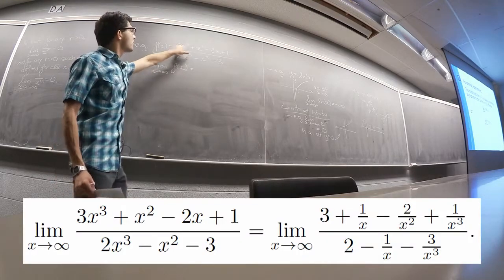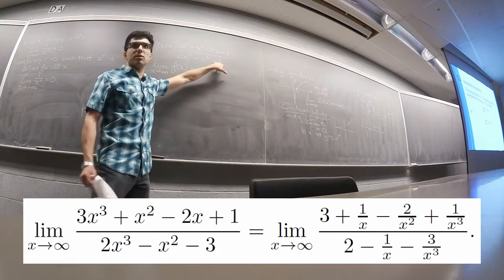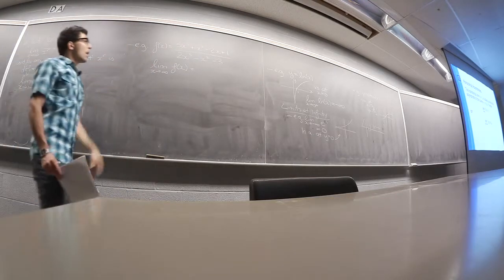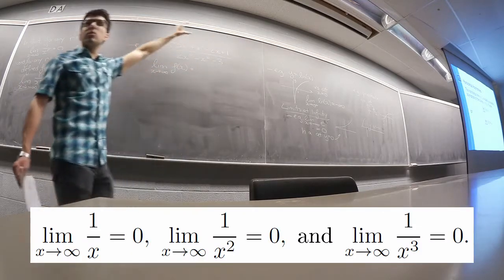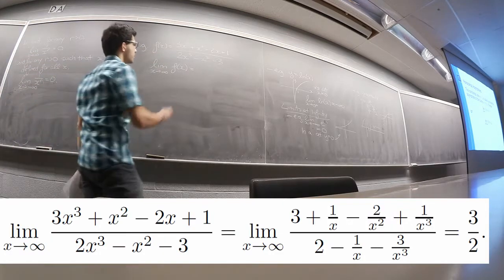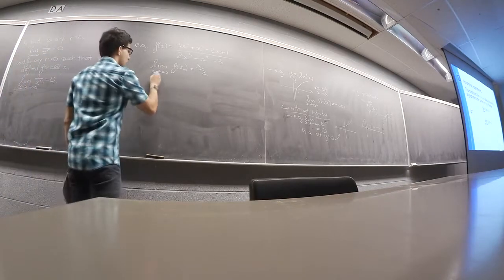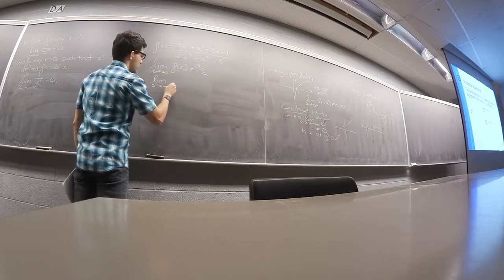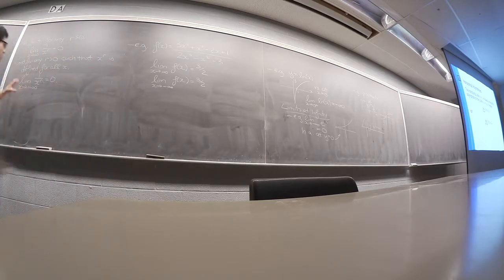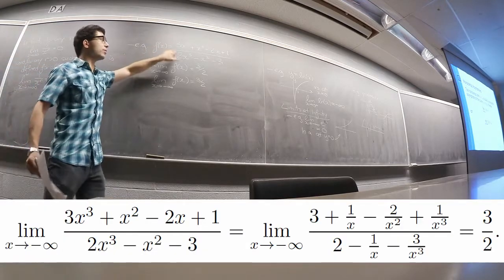So you're going to get on the top 3 plus 1 over x, and so on. And over here, 2 minus 1 over x minus 3 over x cubed. You have the sequence version of this. This is exactly the same approach. And all those 1 over x's and 1 over x squareds and 1 over x cubes die away, and you just get left with 3 over 2. Just as before. And this time we can also talk about what happens as x decreases without bound. That limit is also 3 over 2 for the same reason, because going that way, those guys also shrink down to nothing, leaving us with just 3 over 2.